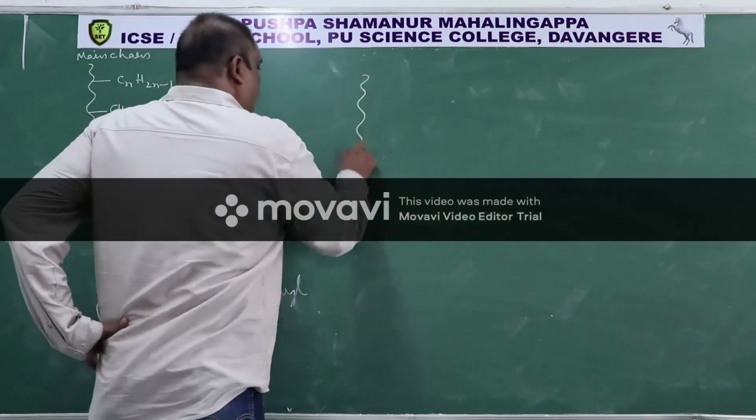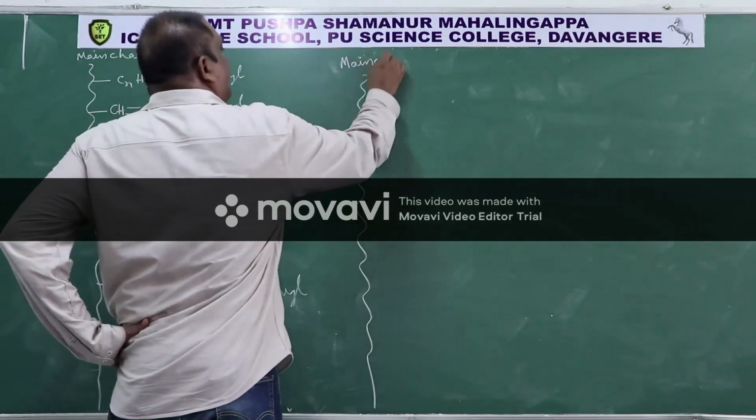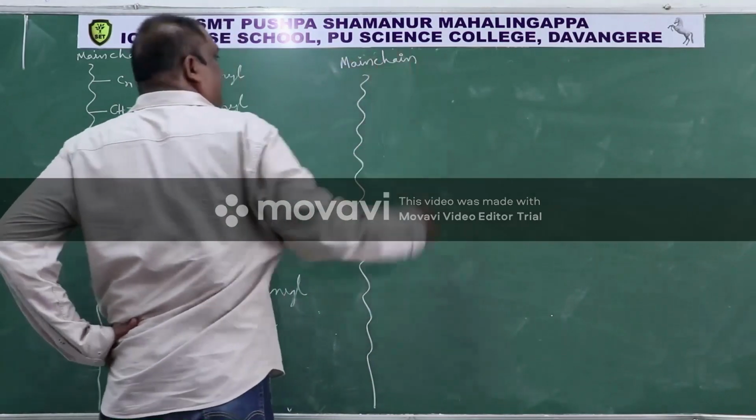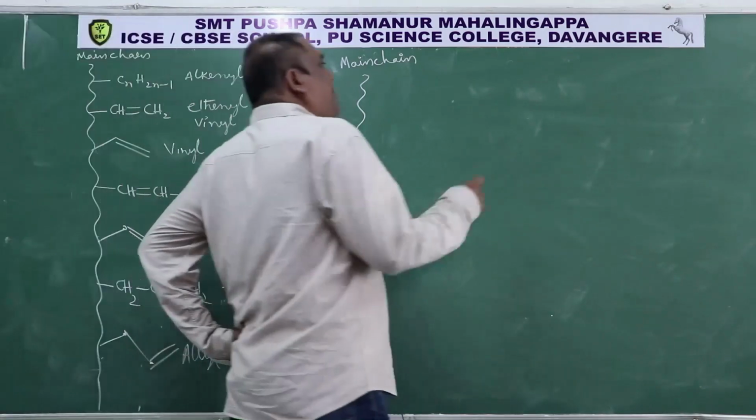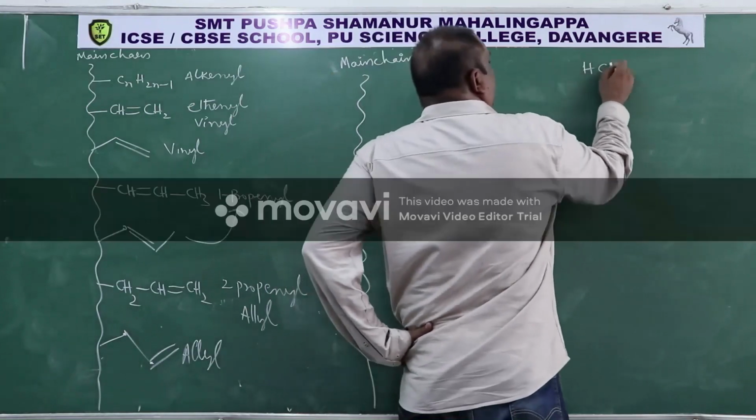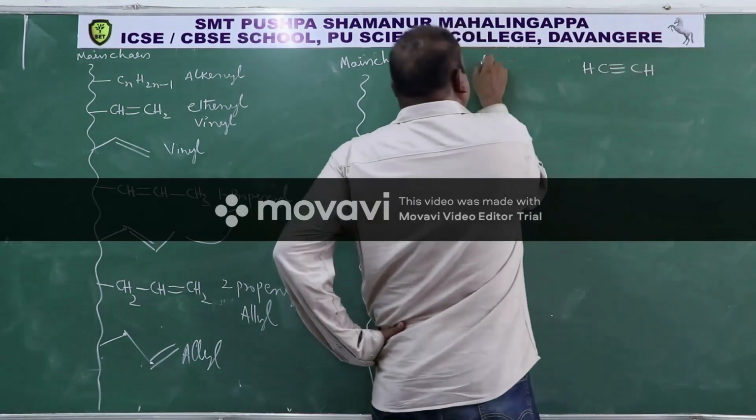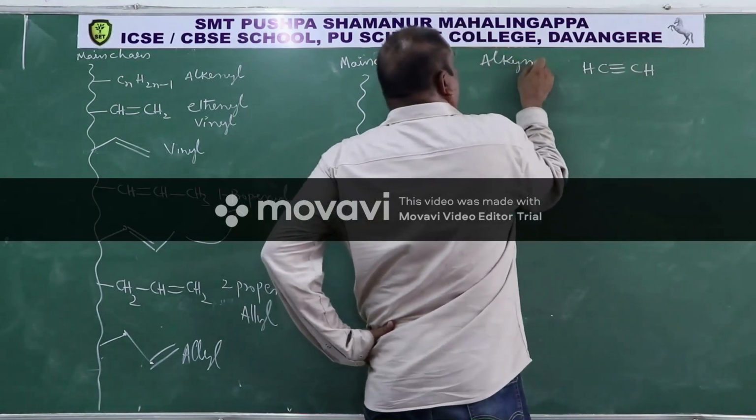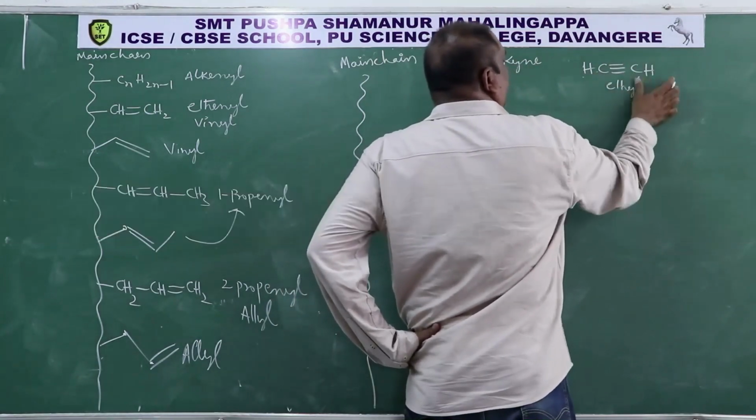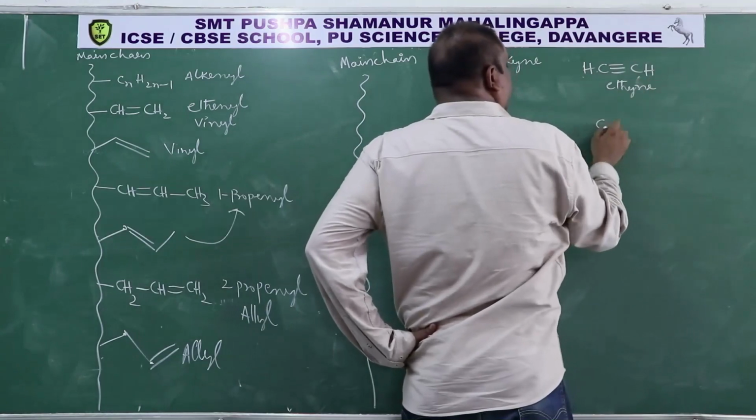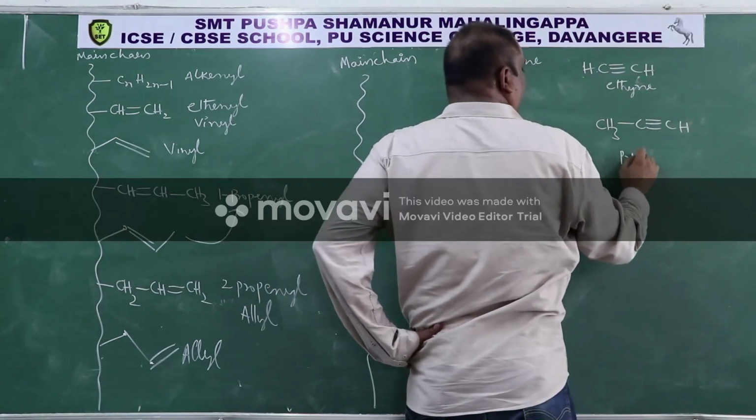Now this is the main chain. Now HC triple bond CH. This is called yne. So it comes under the category called alkyne. And these two carbons are there. Its name is ethyne. Then CH3 C triple bond CH is propyne.